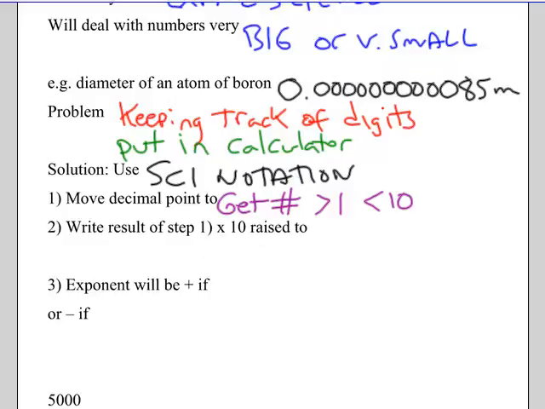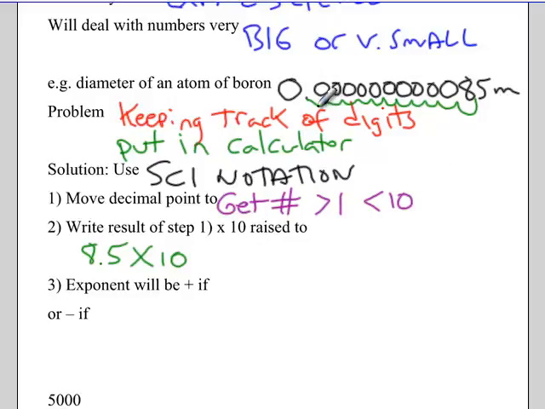So if I do that with this diameter of the boron atom, I'm going to move this decimal over 1, 2, 3, 4, 5, 6, 7, 8, 9, 10, and then 11 times to get the first digit being greater than 1 and less than 10, which is now an 8. So I'm going to write the result of this step. I have an 8 and then the decimal point and then 5. And then I'm going to write that times 10 raised to a power.